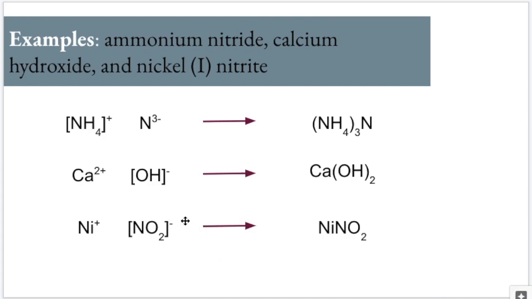When I crisscross, I have 1 of each. I'm just going to drop the 1s, and I ended up writing out the chemical formula as NiNO2. You'll notice I don't have parentheses. They're not needed because I only have 1 of the nitrite compound.